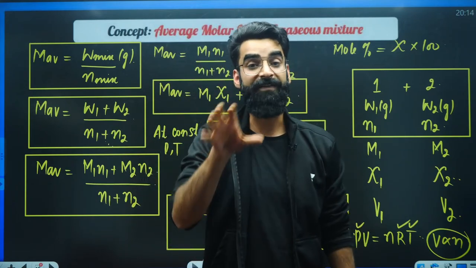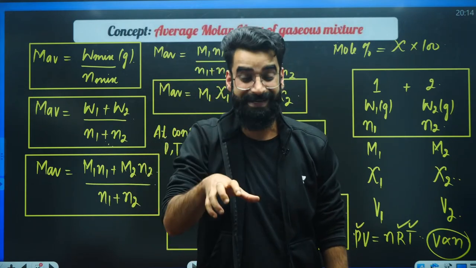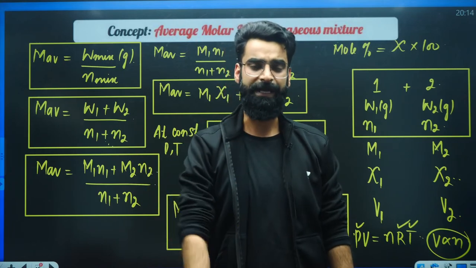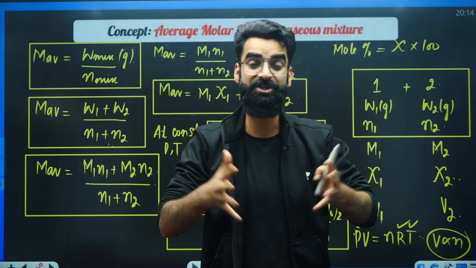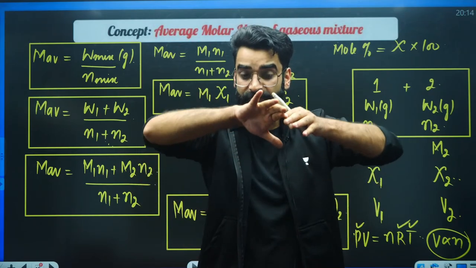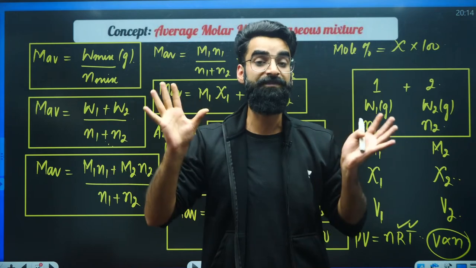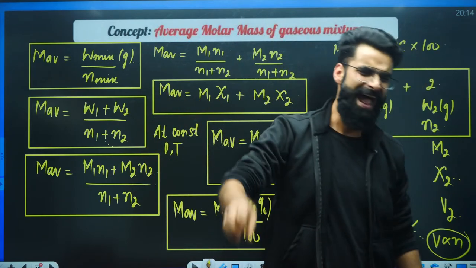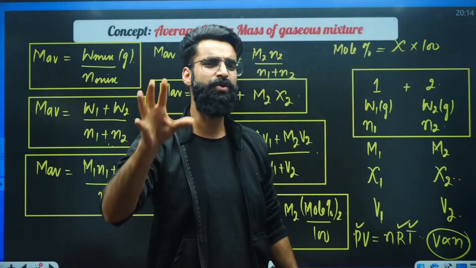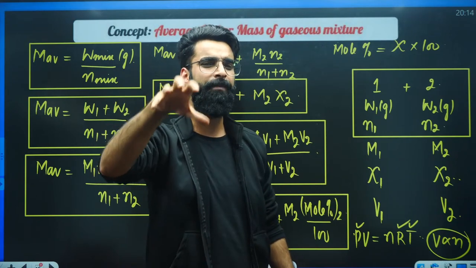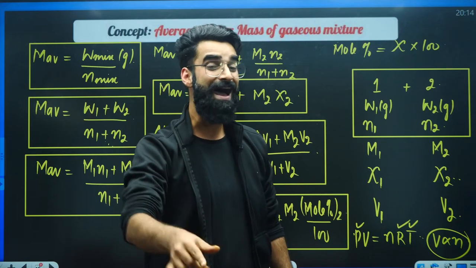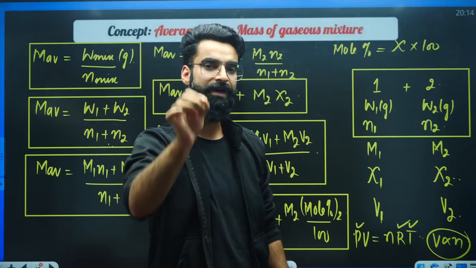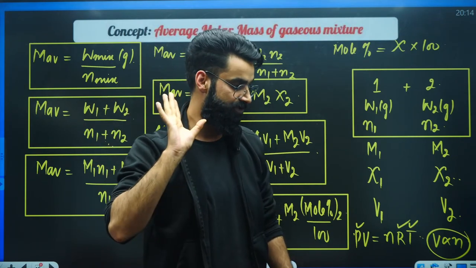Whenever you have 2 or more than 2 chemically non-reacting gases present in the container, at that point of time you have got a gaseous mixture in the container. The mass of 1 mole of gaseous mixture is what you call the average molar mass. And whenever in any chapter you find 2 or more than 2 chemically non-reacting gases in the container, you close your eyes and the first step you do is to calculate the average molar mass of the mixture.